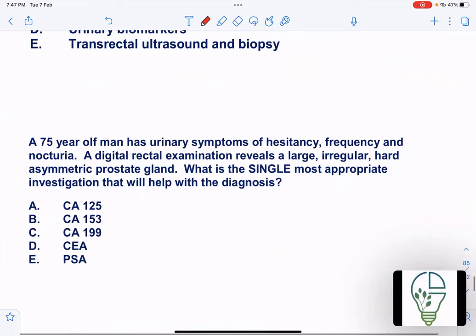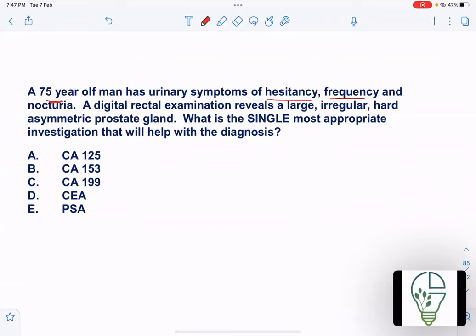Second one is a 75-year-old man with urinary symptoms of hesitancy, frequency, and nocturia. DRE reveals a large, irregular, hard, asymmetrical prostate gland. What is the single most appropriate investigation that will help with the diagnosis? So here you already know it's one of two things because there's an enlarged prostate gland. It's either BPH or prostate cancer. What's going to help you differentiate between the two is one very simple test. It's the PSA, and that's the test we look for.